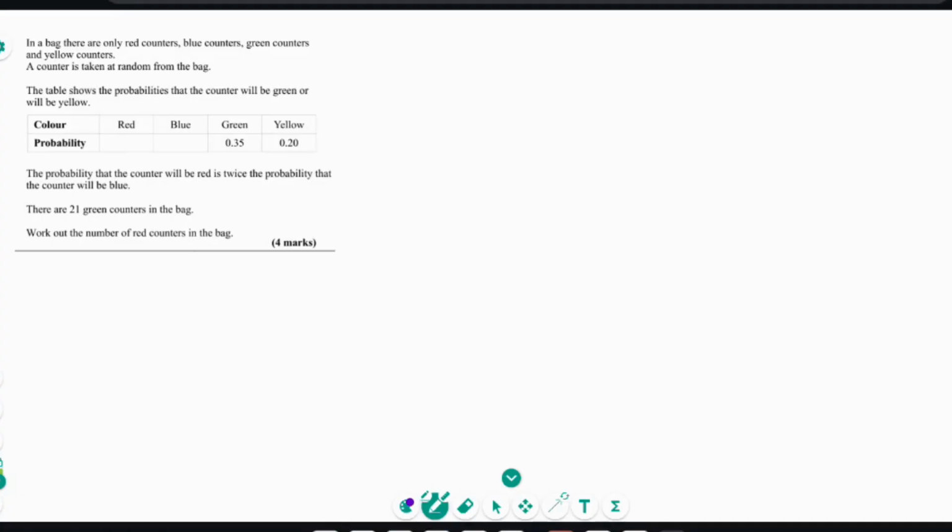Okay, have a go at this last question. So again, we've got counters in a bag. The probability that the counter will be red is twice the probability the counter will be blue. So you've always got to think of this as a ratio. It's 2 to 1. For every 2 red, you've got 1 blue. Red is double blue.